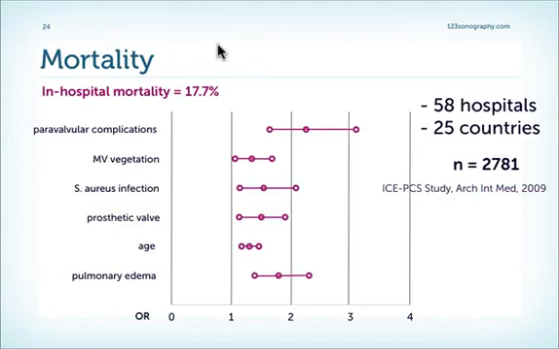And how high is the mortality of endocarditis once the diagnosis has been made? Well, it obviously depends on many factors. Not all patients who have endocarditis are the same. But patients who have paravalvular complications, who have staph infection, and who already have signs of pulmonary congestion such as pulmonary edema have a worse prognosis. This is also true for patients who have mitral valve vegetations, who have prosthetic valve, and who are older.